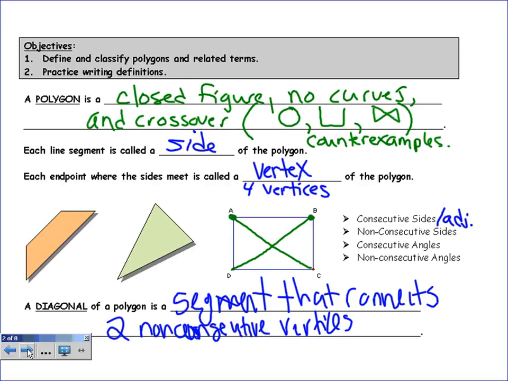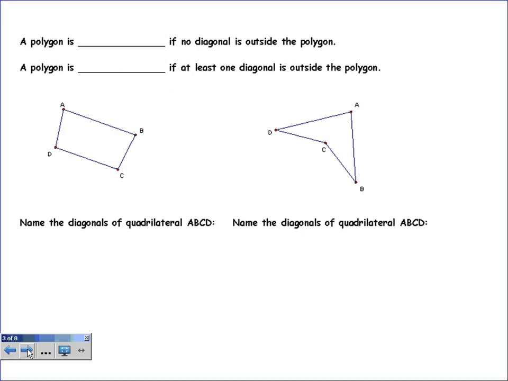I think we're drawing diagonals for the next thing, if I remember right. Apparently my computer's running a little bit slow, so hopefully it's recording all this and hopefully we go.